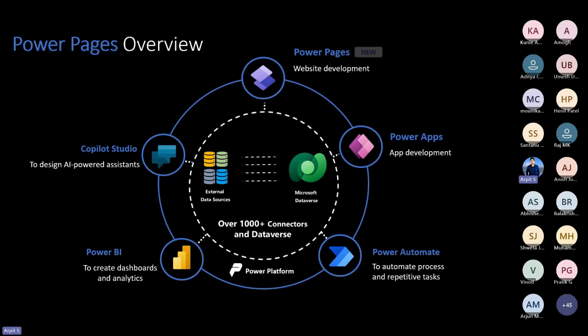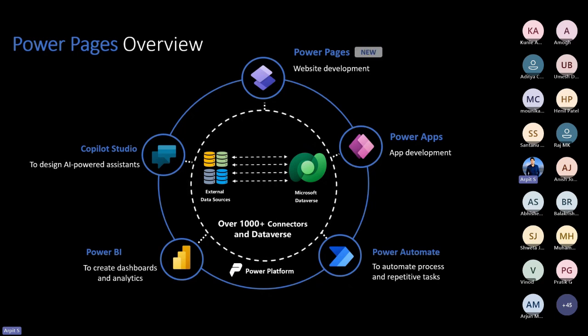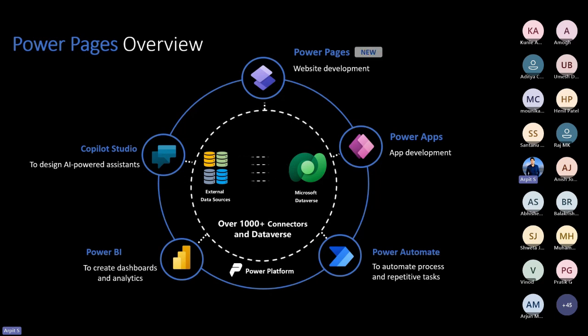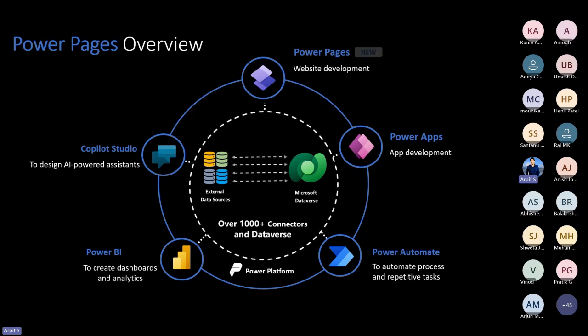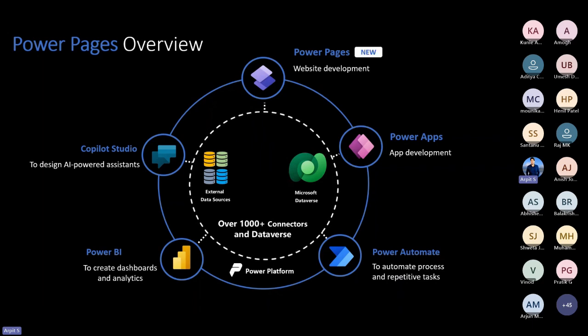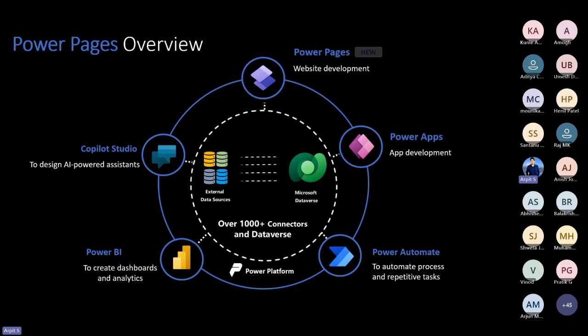Okay, so these are the five major components of the Power Platform, and I'm expecting you are already aware of them. If you have to do app development, then you have got Power Apps. By using Power Apps, you can create mobile applications, web applications, and tablet-based applications as well. If you have to automate the process and repetitive tasks, or automate your logic and everything, then you have got Power Automate, that you can integrate with Power Apps as well, or with other components as well.